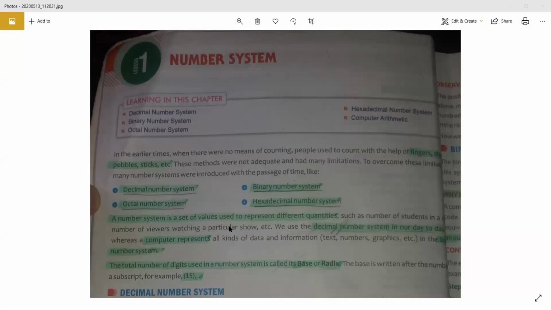and it was not possible to do other calculations like division, multiplication. All right, so we discovered four different number systems, and they are decimal number system, binary number system, octal, and hexadecimal number system. And these four number systems we are going to study in this chapter.